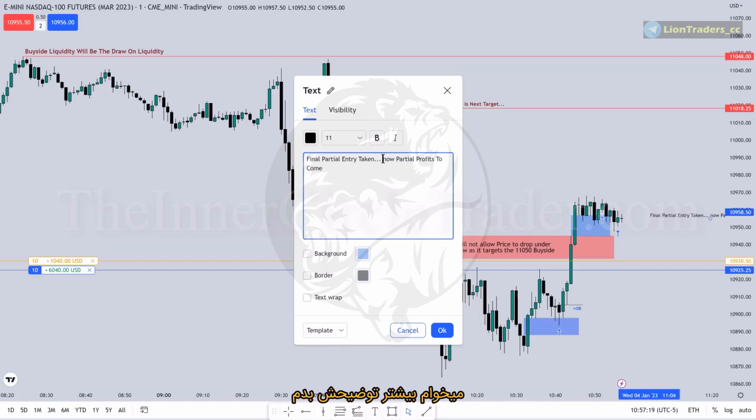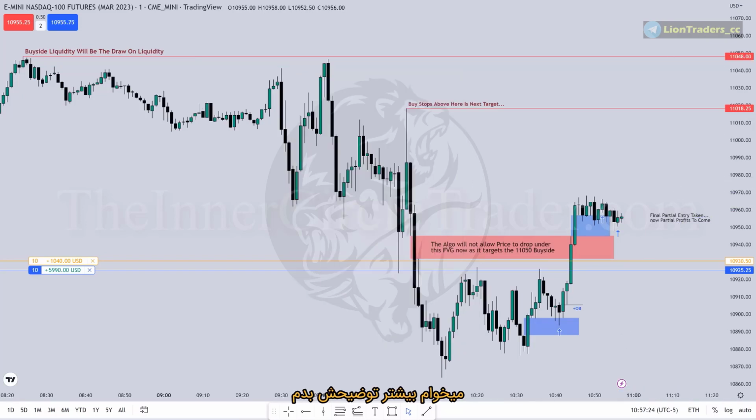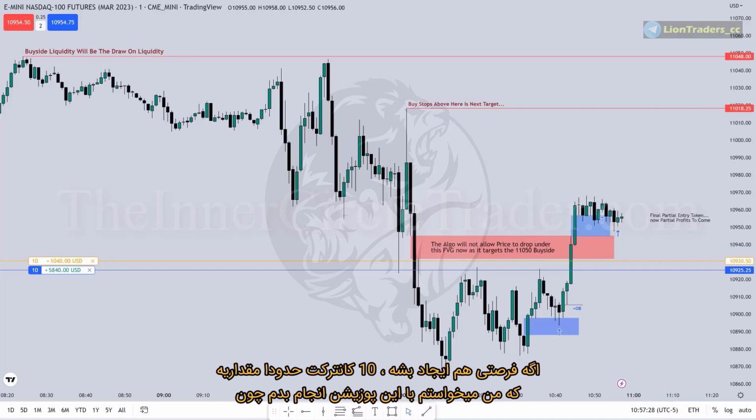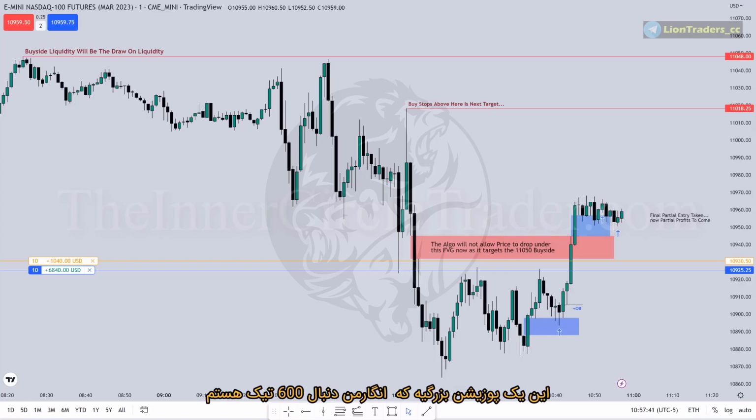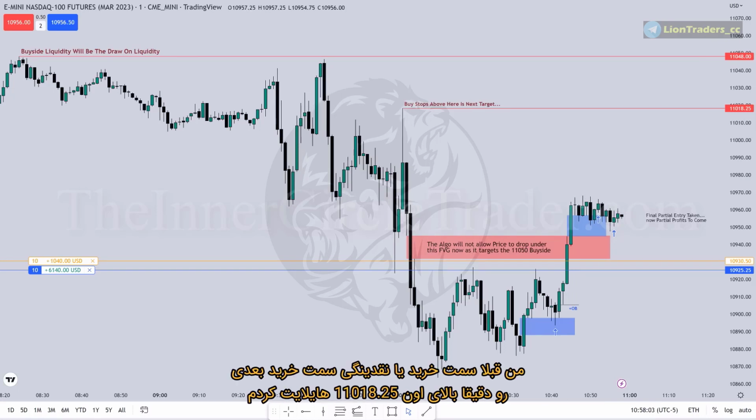I want to illustrate further if the opportunity presents itself. So 10 contracts is about as much as I wanted to do with this position because it's a big position. I'm looking for like 600 ticks, and it's a pretty significant run in price. I've already highlighted the next buy side liquidity right above that, 11,018 and a quarter.